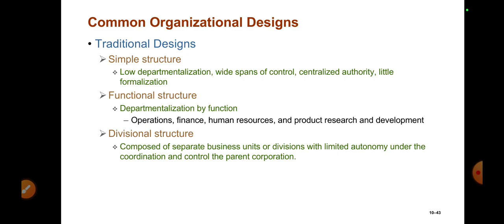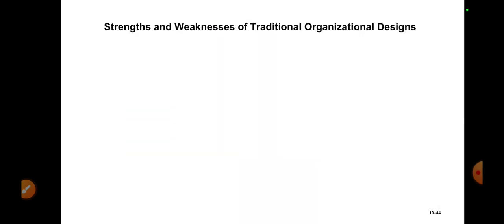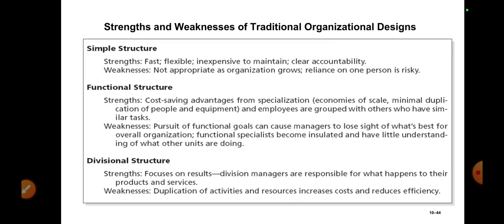So those are the common organizational designs and the strengths and weaknesses of the traditional designs. For example, simple structure. What is the strength? As it is simple, they can be fast, flexible and inexpensive to maintain, and there is a good chance to maintain accountability.